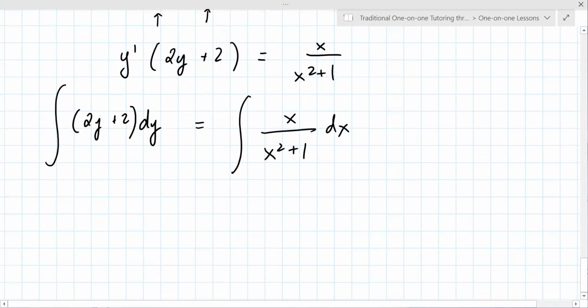Okay. So antiderivatives, y squared plus 2y, not bad. This one over here, a little more involved. What do you see for this? Probably a good time to get you to.